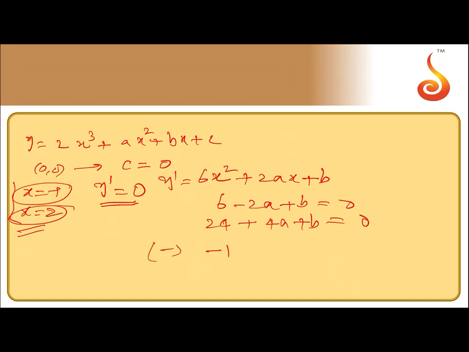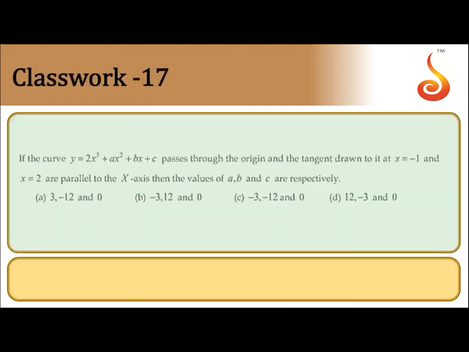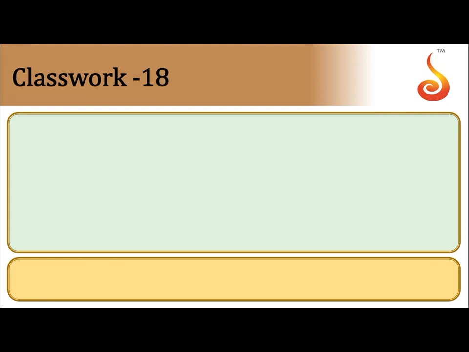Of course, subtracting both of them, minus 18 minus 6a is 0, so a is equals to minus 3. Of course, a is equals to minus 3 when you substitute, b is equals to minus 12. A is equals to minus 3, B is equals to minus 12, and C is equals to 0. Option is C. The option C.